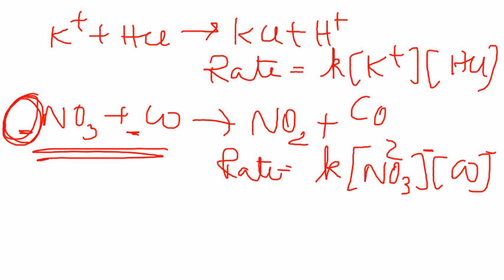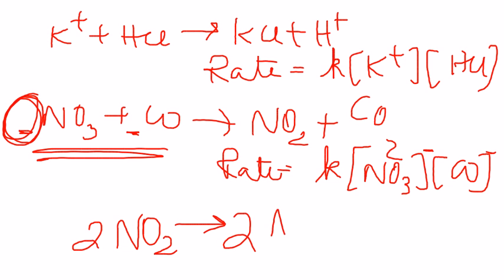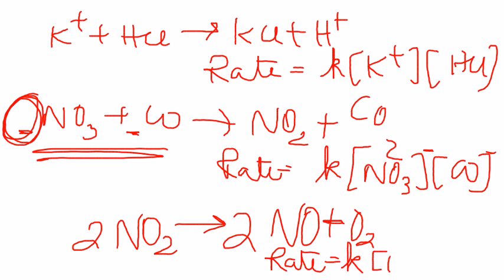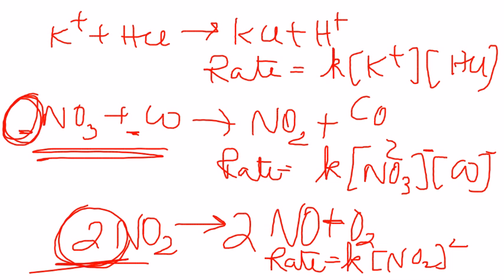It's not really a complete overall reaction. The last one is you have 2NO2, which is reacting with 2N, which is reacting to give 2NO plus oxygen gas. And if you were to determine the rate, you're going to say that is going to be dependent only on the concentration of NO2, and we are going to write that as a square. And the whole reason for that is because you have a 2 right in front of the NO2.